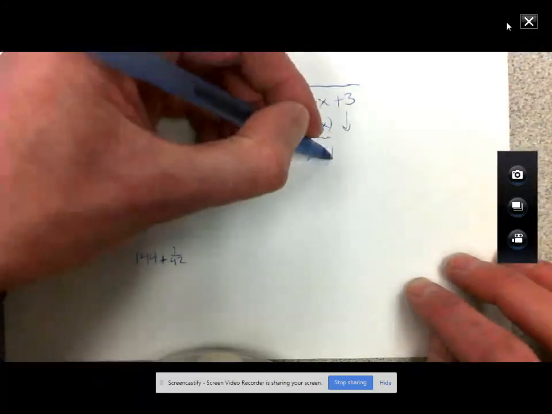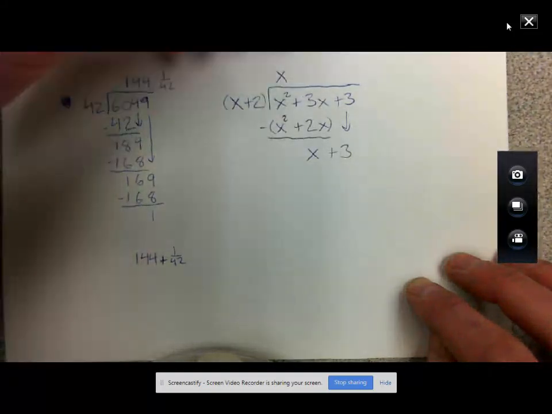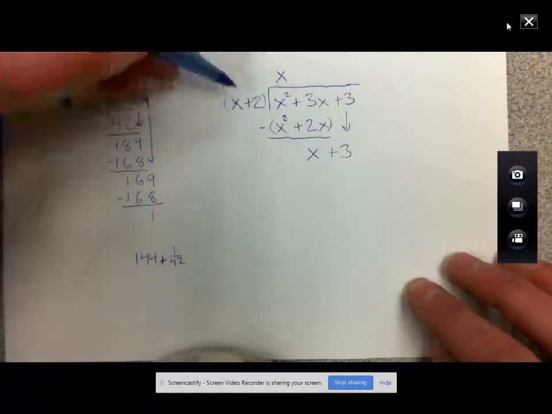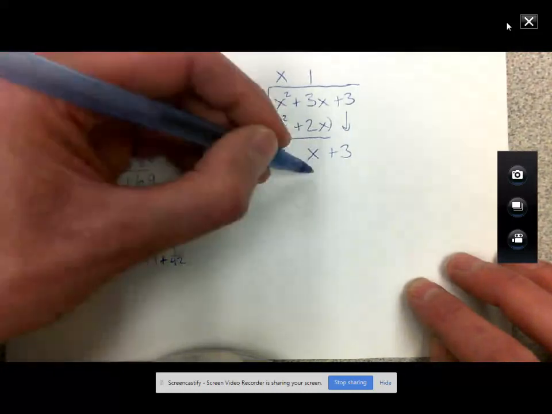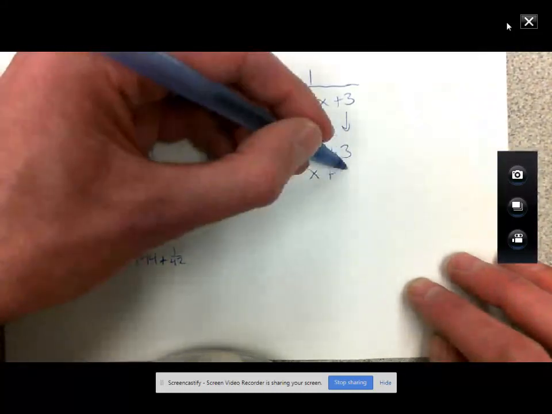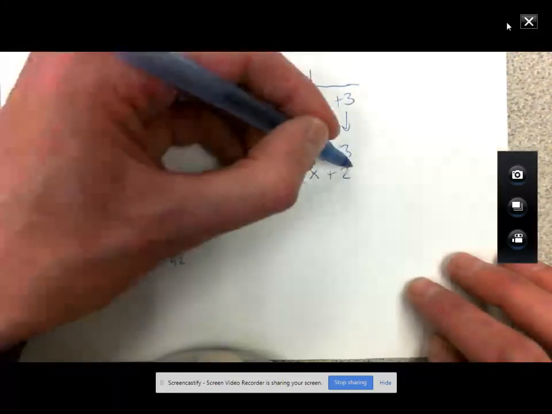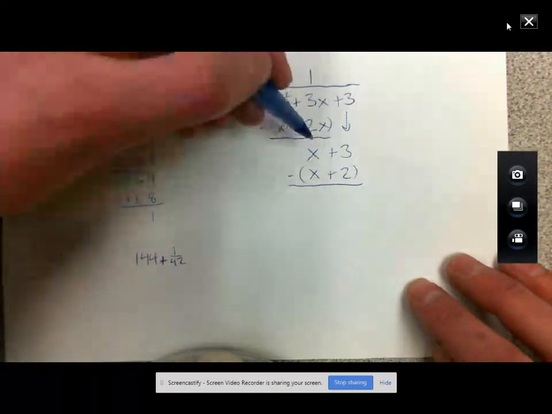Now I'm going to pull that 3 down, just like I pulled down the next value over here. And now I'm asking, something times x is going to give me close to x. Well, 1 times x will give me close to x. That'll give me exactly x. 1 times 2 will give me 2. And again, I'm going to subtract. I'm going to find the difference. The difference between x plus 3 and x plus 2 should be 1.